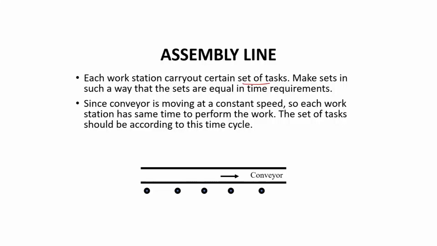So, each workstation carries out a certain set of tasks. This task can be divided among various workstations. We have to make the sets in such a manner that all the sets are equal to each other in terms of time content. Suppose I have to produce, let us say, 60 units per hour, that means each workstation will have a time of 60 seconds, 1 minute. If I have to produce 60 units per hour, each workstation will have a time of 1 minute, 60 seconds.